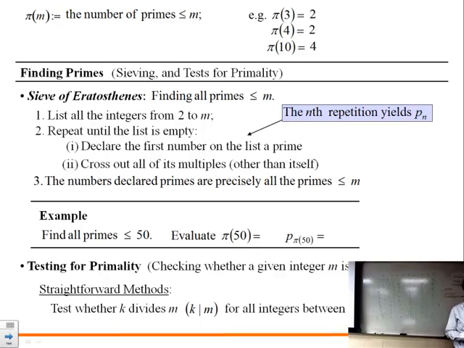All right. Good. So once you get past the square root of m here, then you can just stop, and everything else on the list is going to be prime. You don't have to cross off anything else. All right. Questions? All right. Good.